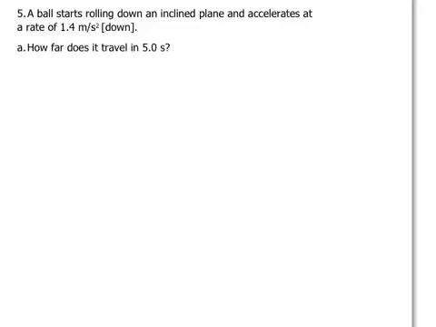In this example, a ball starts rolling down an inclined plane and accelerates at a rate of negative 1.4 meters per second squared down. And we're asked to find how far it travels in 5 seconds. It starts rolling down a hill, so therefore its initial velocity is 0. It accelerates at a negative 1.4 meters per second squared, where how far is a question of displacement, and our time is 5 seconds.